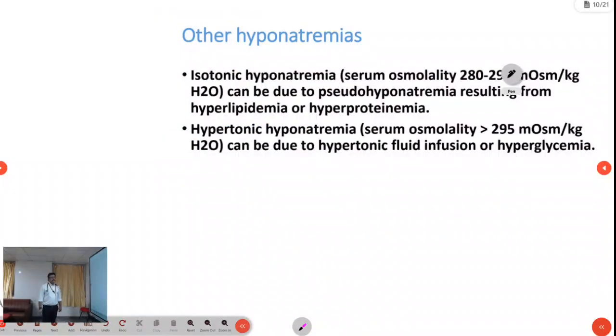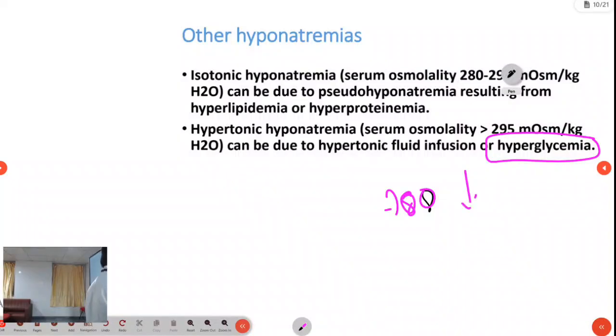Now, other hyponatremias also we have discussed, isotonic and hypertonic. Hypertonic is a very common clinical problem, especially in hyperglycemia. So, when the sugars are 700 or 800, like this, you can see the sodium levels will be low. But if you calculate the corrected sodium, it can either be normal or near normal.